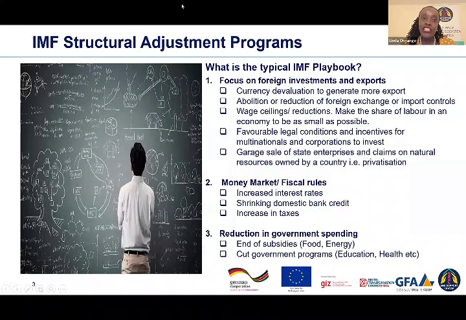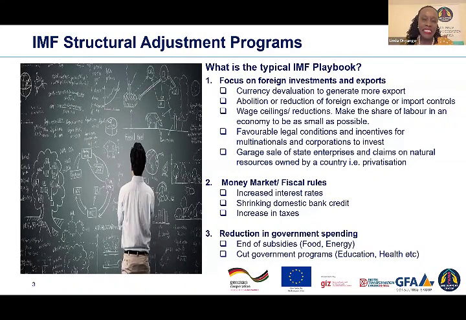Now, structural adjustment programs and the IMF are not new, guys. But when I read the news, I always feel like people have no idea what they are and have no idea what to anticipate. The moment you see the IMF is in a country, you definitely know structural adjustment programs will kick in. And so, what is a structural adjustment program?